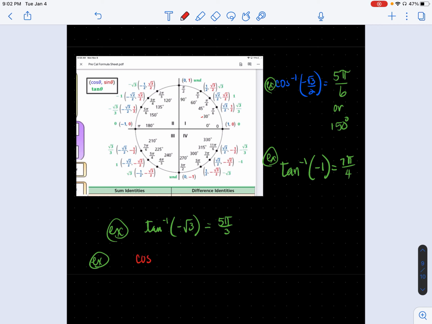Okay, cosine inverse of negative root 2 over 2. So look for cosine value, which is x values, as negative root 2 over 2. I see one here, and I see one here. But cosine is only acceptable in the first two quadrants, so this will have to be ignored, and we will get this as an answer, 3 pi over 4.